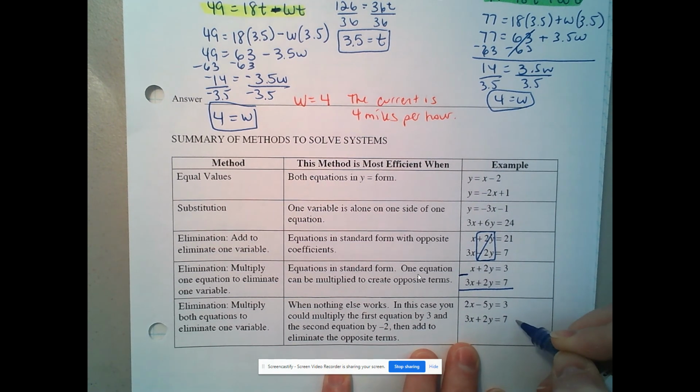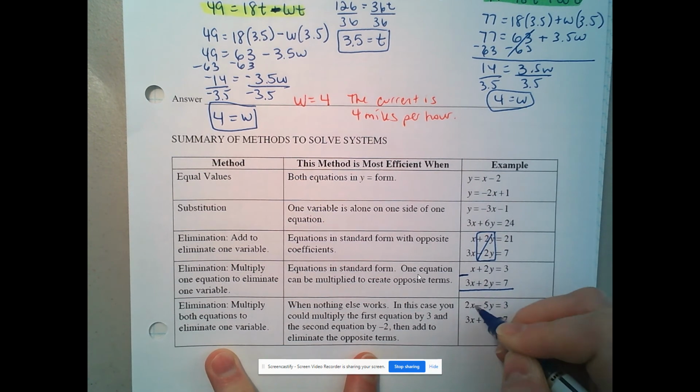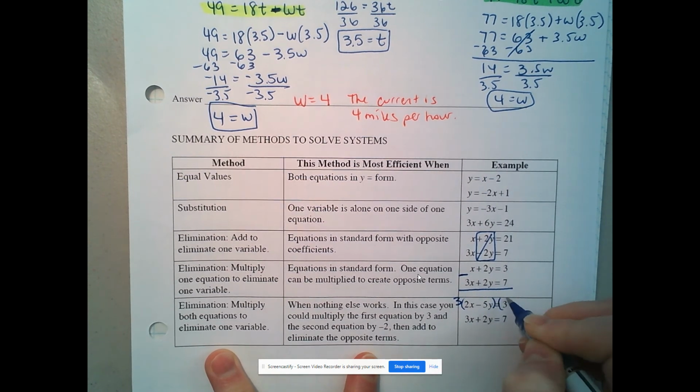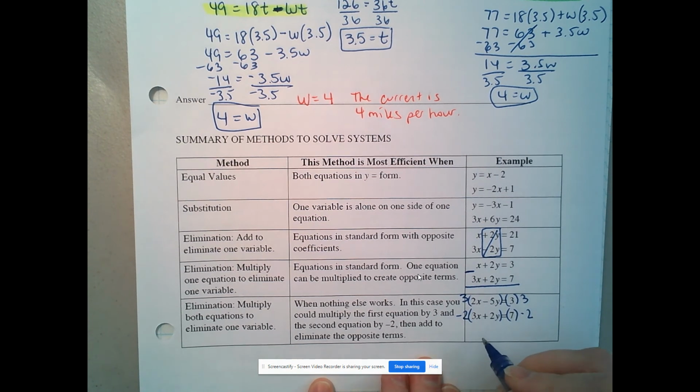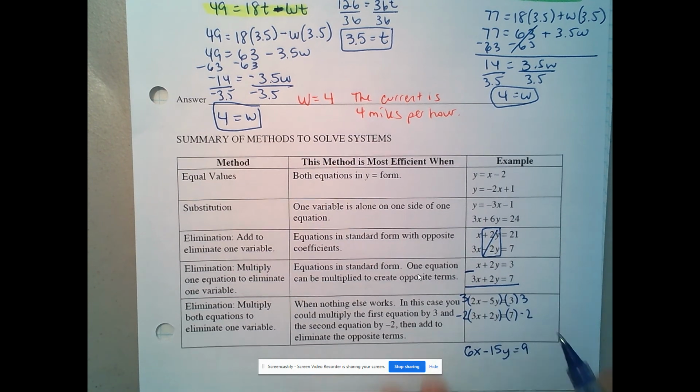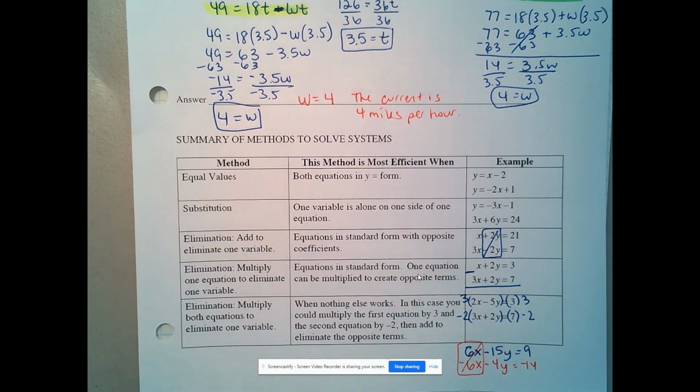And then the last one, it says multiply both equations to eliminate one variable. When nothing else works, in this case, you could multiply the first equation by 3, and you could multiply the second equation by negative 2. And what they're trying to accomplish is they're trying to get rid of the x coordinates. So the first equation would become 6x minus 15y equals 9. The second equation would become negative 6x minus 4y equals negative 14. And you would be able to then eliminate the term with the x.